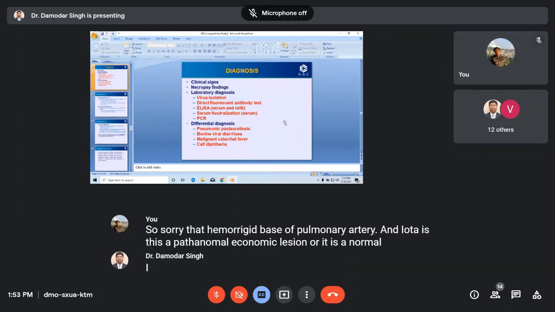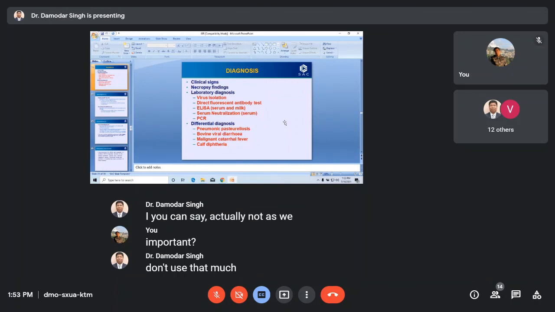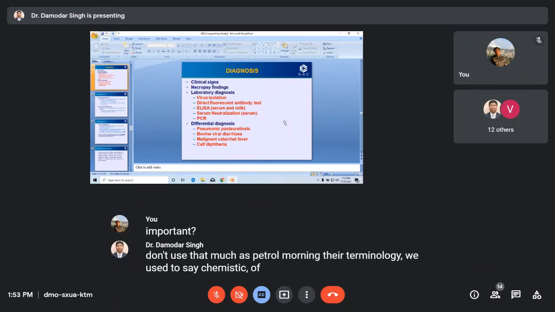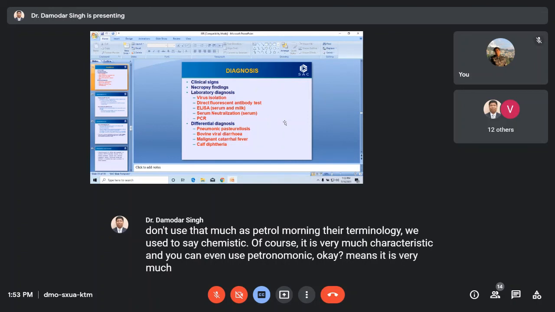Yeah, you can say, actually, nowadays we don't use the terminology pathognomonic that much. We used to say characteristic lesions. It is very much characteristic, and you can even use pathognomonic. Okay, it means it is very much specific for this disease.